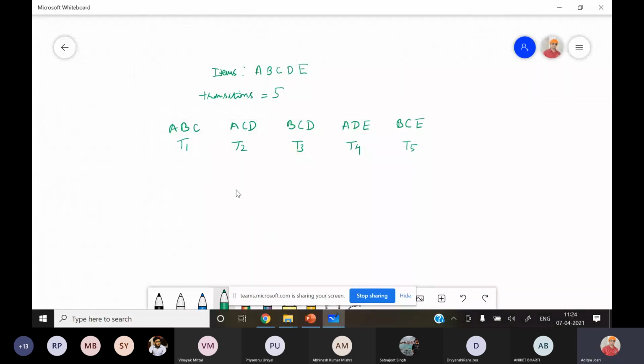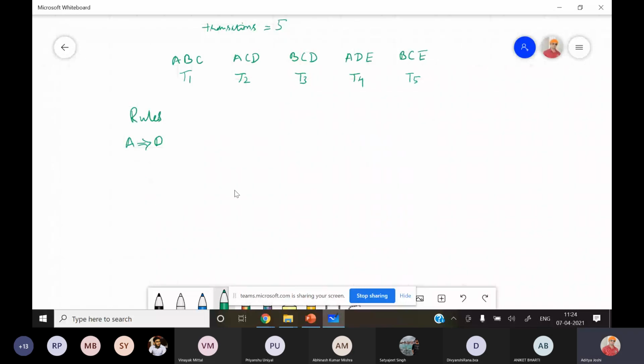Now, you have to formulate some rules. These rules are given in the examination. The rules are: A implies D, C implies A, A implies C, and B and C implies D.